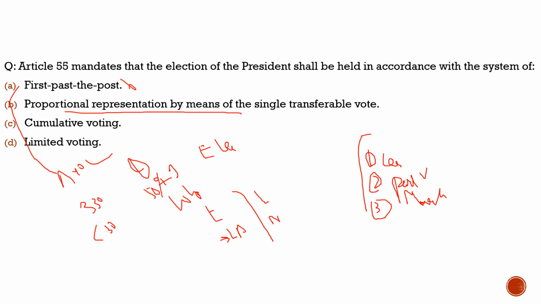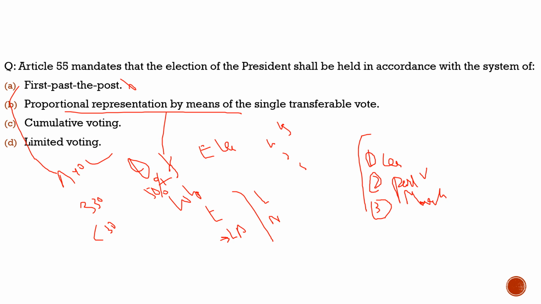So to achieve this quota, there is proportional representation by means of the single transferable vote. How would it be done? When the ballot paper is provided, the members of the electoral college will choose their first preference. Then they will also mark the second preference and the third preference. If a person got the quota in the first preference, above 50% of the votes, then he will be automatically elected as president.